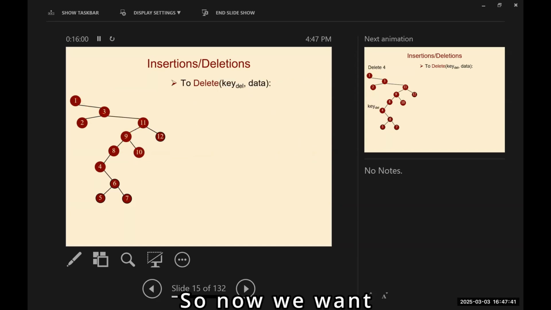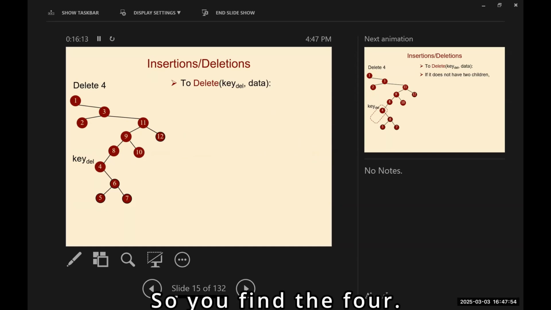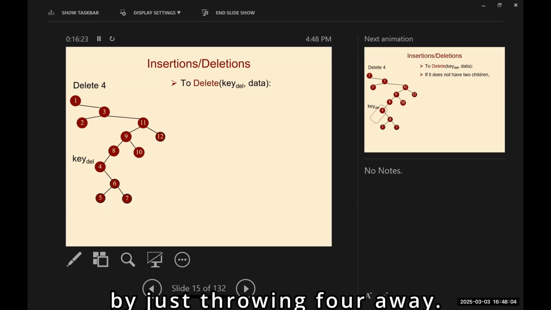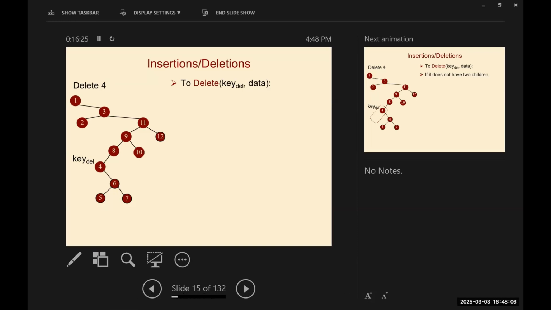All right. So now we want to delete it. So let's suppose we're deleting 4. So we have to find it first. So you find the 4. Now, everybody eyeball it and think about how we're going to delete 4. I mean, let's start by just throwing 4 away. Now, what are we going to do with 4's children?